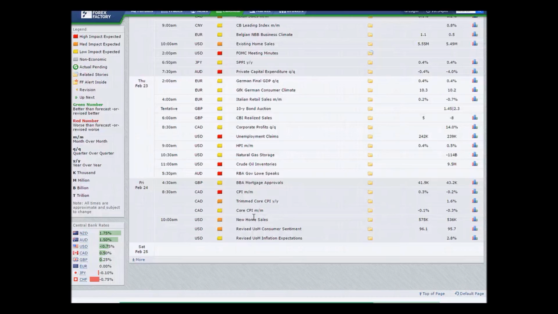It'll be very interesting to see how the data may be played. Then you're also going to have revised University of Michigan consumer sentiment, expected to rise from 95.7 to 96.1. People feeling good out there, and when people feel good, they buy things, which is good for the economy. So that is the wrap for the news.